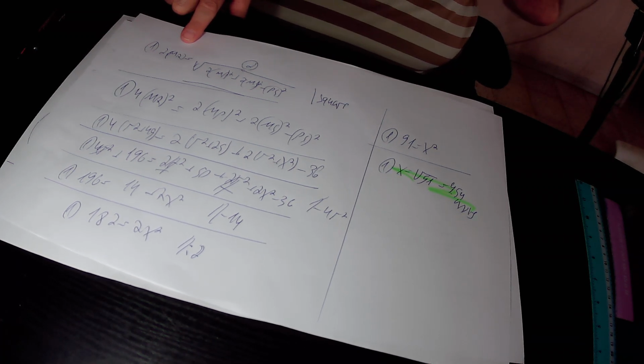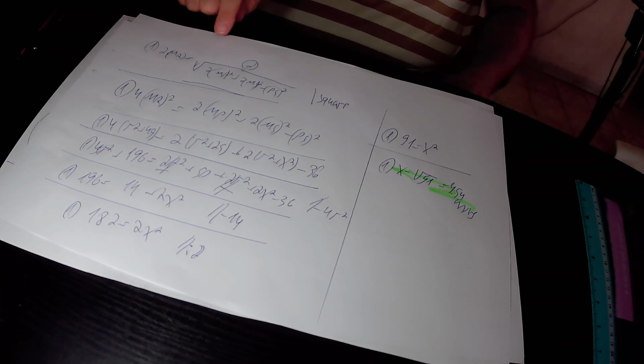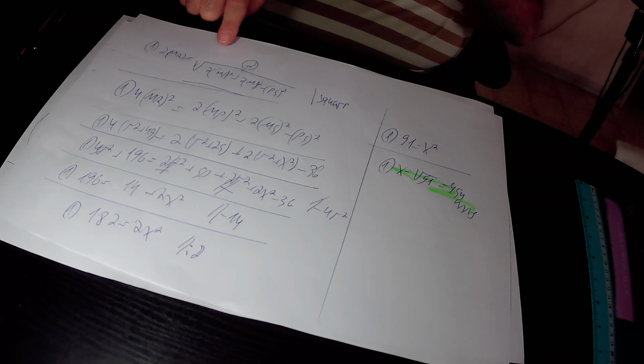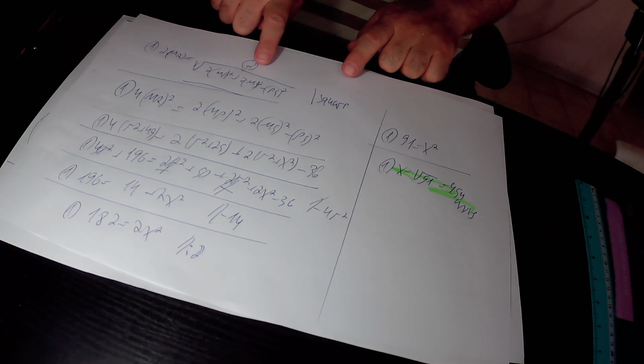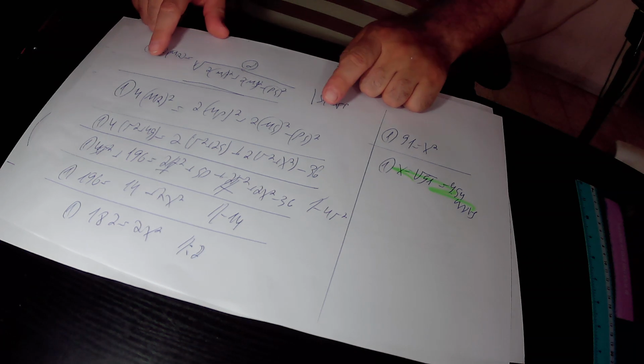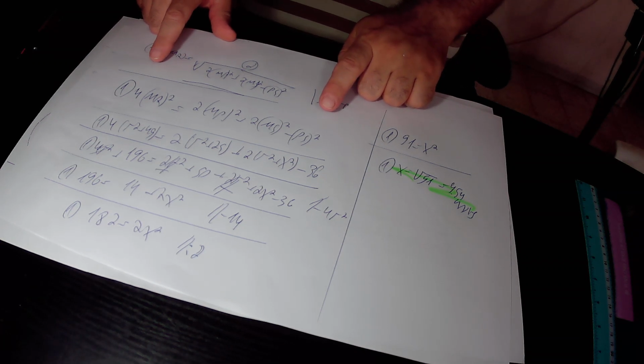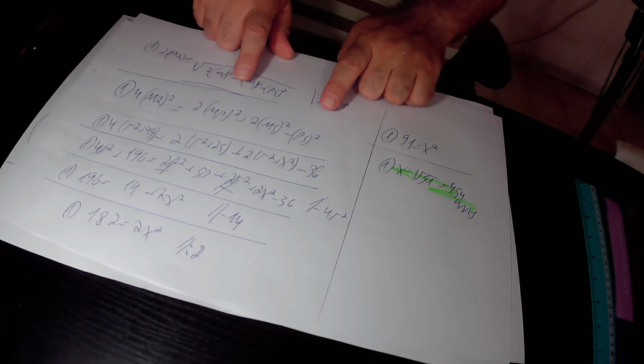2 times MQ squared is 4MQ squared, and because we squared this side also, and the square and the root are two opposite operations, the square cancels the root, and we're left only with what is inside the root, that is 2MP squared plus 2MS squared minus PS squared. So in total, according to equation 1, we found out that 4MQ squared equals 2MP squared plus 2MS squared minus PS squared.